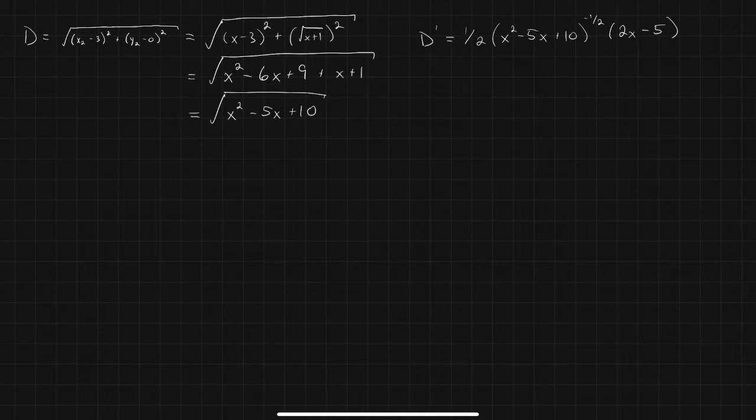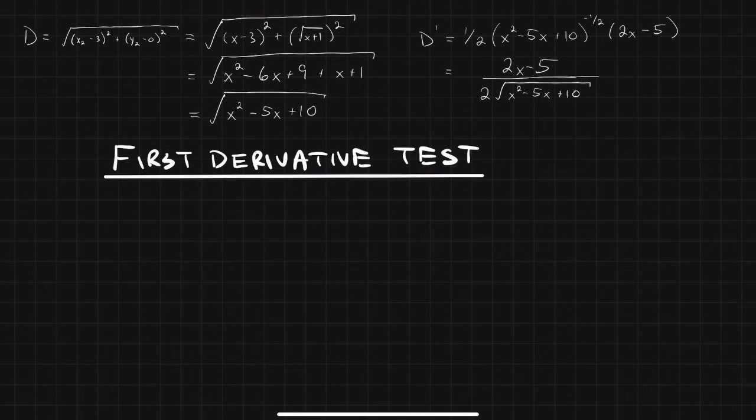And then we multiply that with the derivative of what's inside the parentheses. This simplifies to (2x - 5) divided by 2 times the square root of x squared minus 5x plus 10. I'm going to use the first derivative test on this one. First, we need to take d prime and set it equal to 0. Then we need to consider if d prime fails.